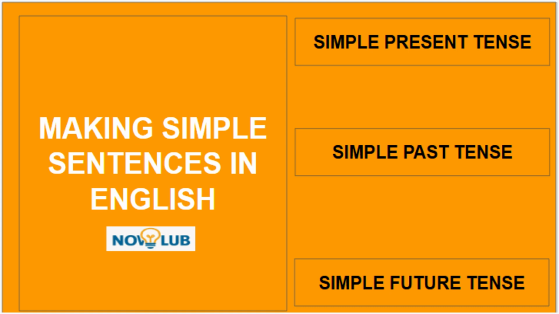Today we are going to talk about how to make simple sentences in English. So here we will use simple present tense, simple past tense, and simple future tense. After this lesson, we'll be able to make simple sentences in these three tenses in English. We are going to start with simple present tense.